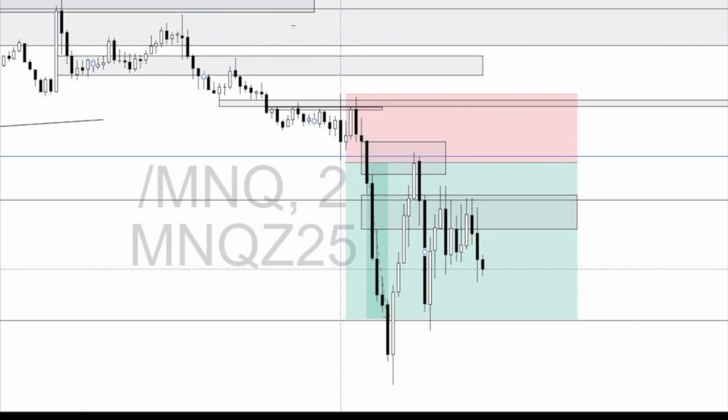ES failed to mitigate London's high, failed to even sweep it. We ended up seeing a 2-minute inverse fair value gap to the downside, which gave ES, and basically gave NQ, that momentum to the downside that we wanted. We ended up basically protecting this 2-minute gap here, using it as fills.